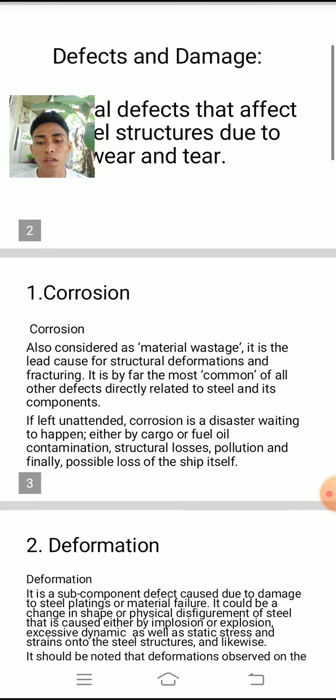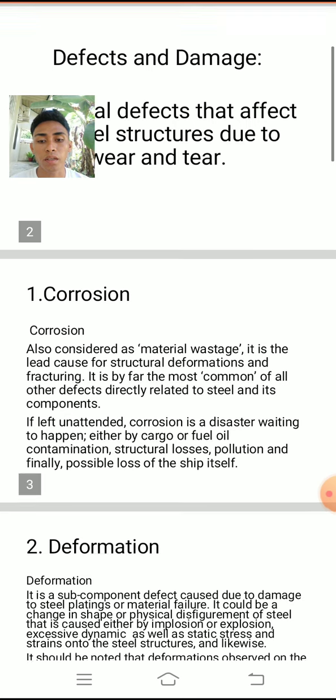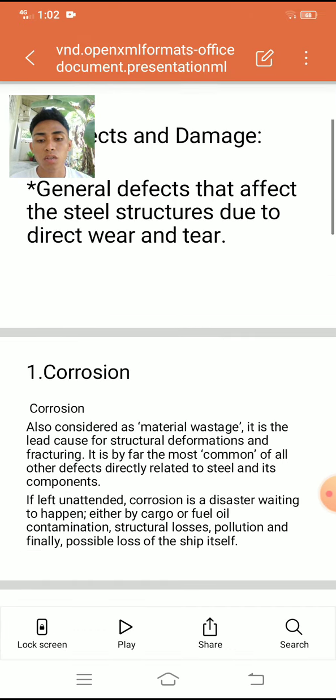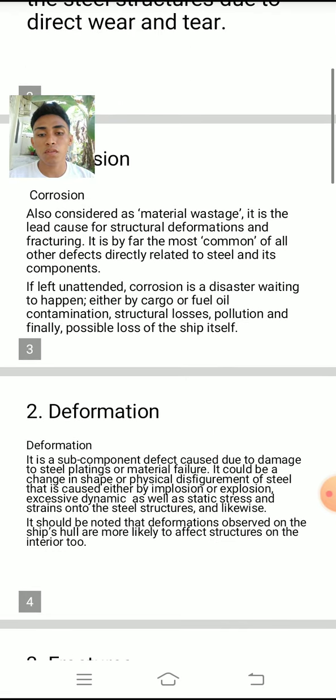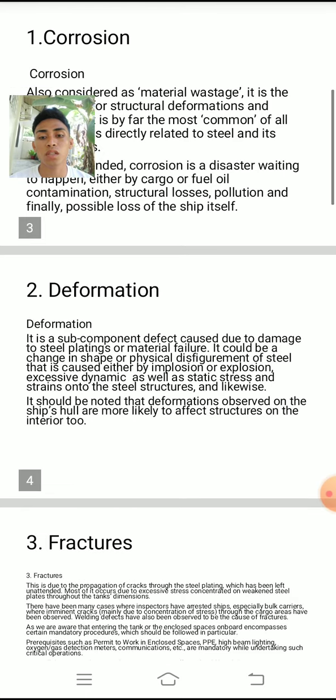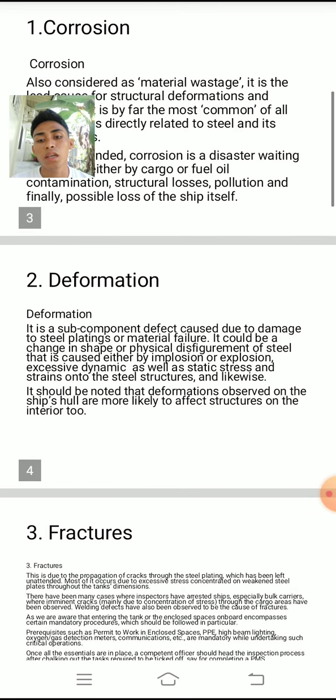If left unattended, corrosion is a disaster waiting to happen, either by cargo or fuel oil contamination, structural losses, pollution, and finally possible loss of the ship itself. Number two is deformation. Deformation is a subcomponent defect caused due to damage to steel platings or material failure.